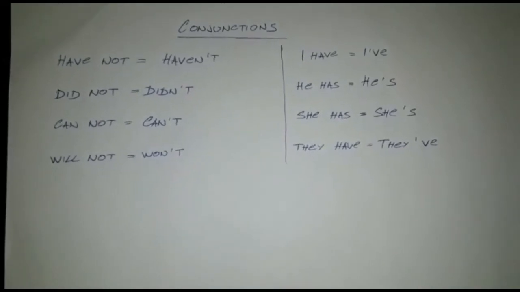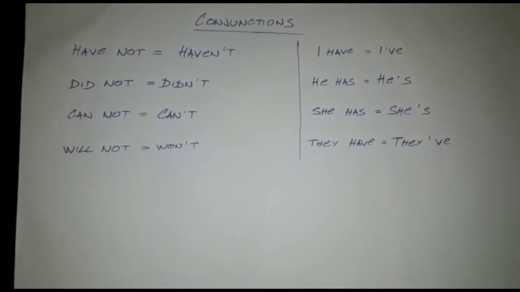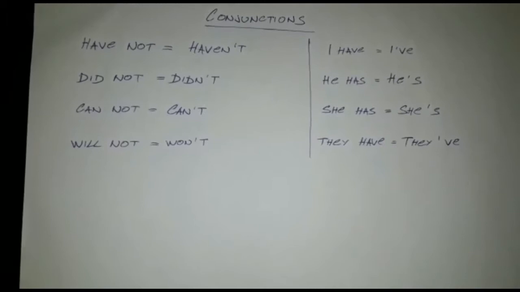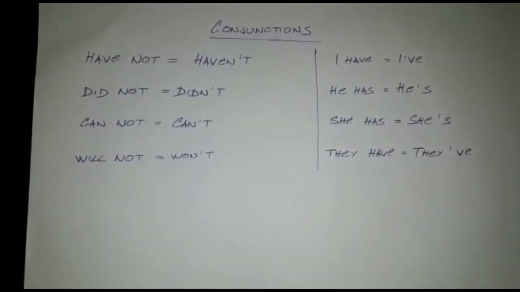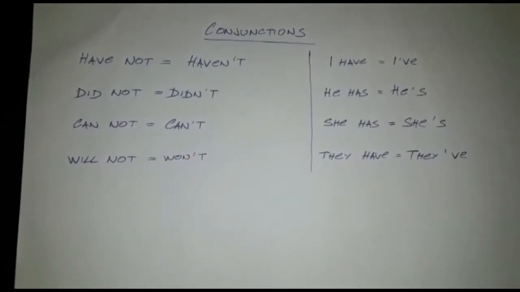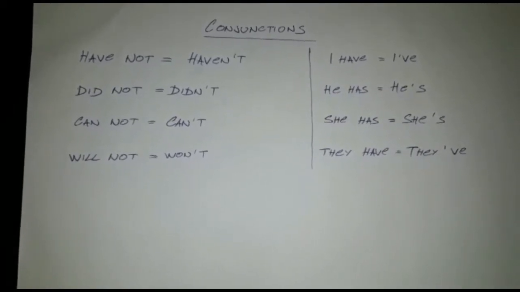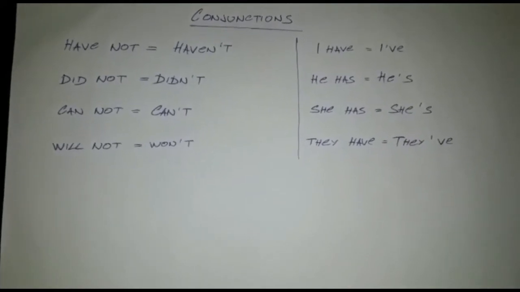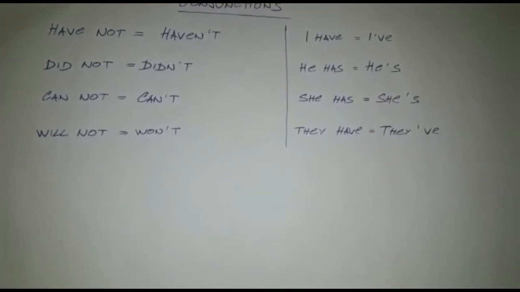Now let's talk about contractions. In the English language, many times when people are talking, they will shorten their speaking, so it's important to understand these contractions. It's actually combining two words in one. So have not will become haven't, did not will become didn't, cannot becomes can't, will not becomes won't. I have becomes I've, he has becomes he's, she has becomes she's, and they have becomes they've.